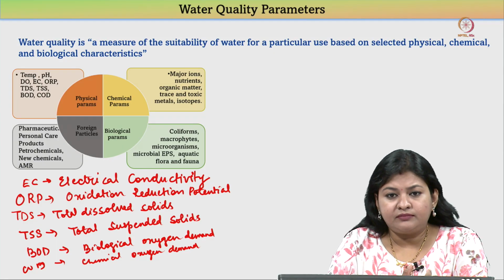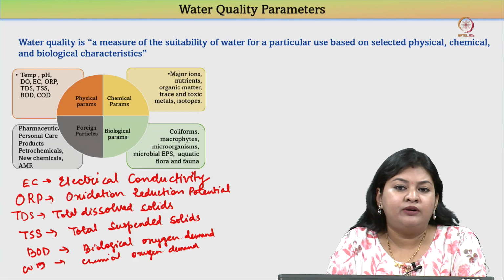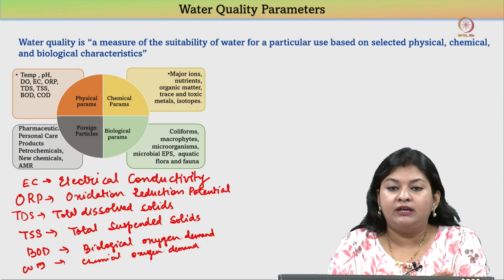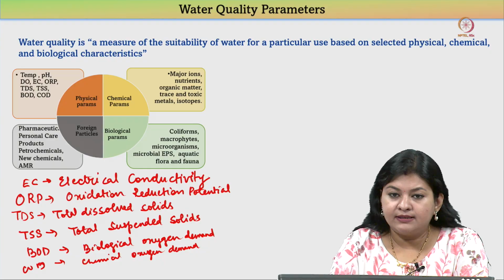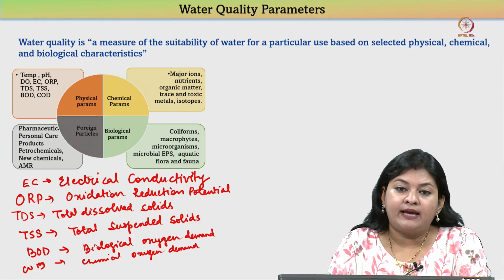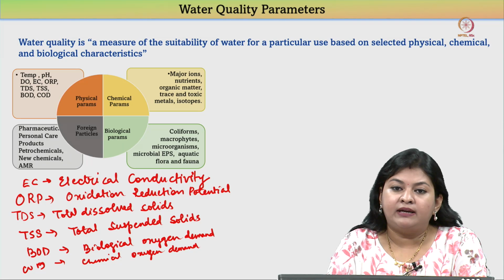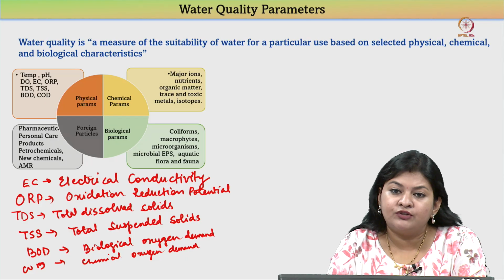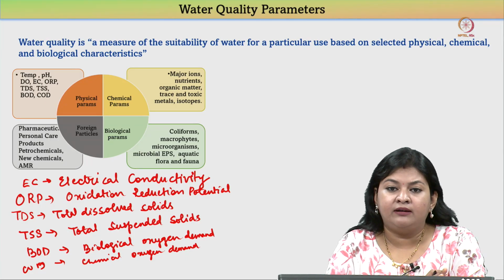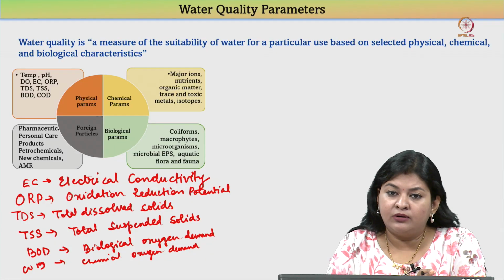Then for chemical analysis, the chemical parameters, the first thing that we are going to measure is the major ions. Major ions meaning major cations and major anions. As I have already discussed, the major cations are calcium, magnesium, sodium, potassium, and major anions will be chloride, bicarbonate, fluoride, then sulphate, nitrate, phosphate. With just the major cation and anion analysis you will be able to tell whether it is fresh water or saline water.